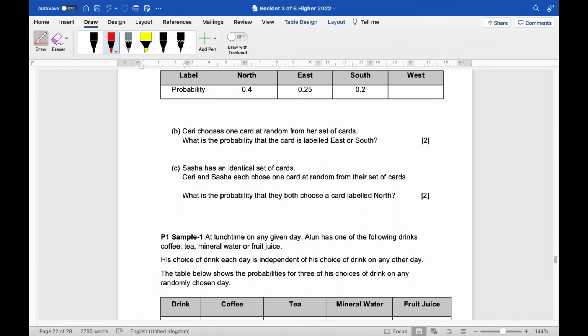Okay, Sasha has an identical set of cards. There's only one missing part here. Oh no, there we go. Here's your part B, sorry. Or, east or south. And then this. What is the probability they both choose north? In other words, north for the first person and north for the second person.